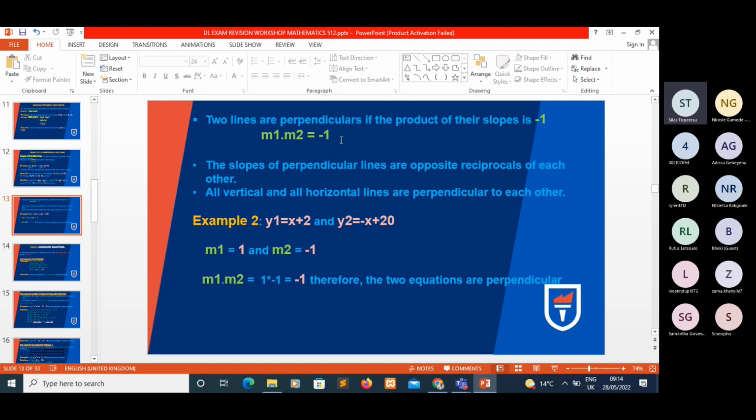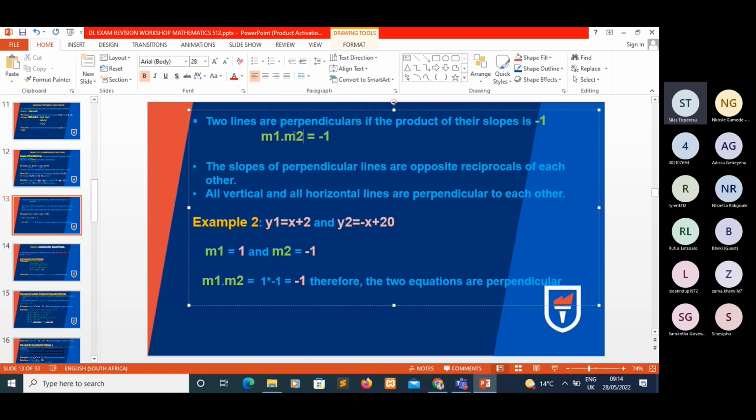So when you are given two equations and you are asked, are these two equations perpendicular? You need to find their slopes, and then you multiply their slopes to each other. And if you get the result of -1, then you can say they are perpendicular. But if you multiply their slopes and get another value that is not -1, then you can conclude that these two equations are not perpendicular. Why? Because the result of the multiplication of their slopes is not -1.